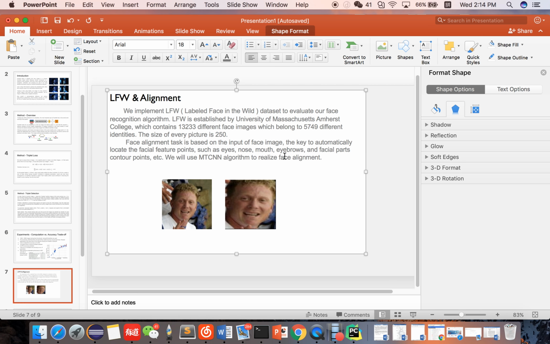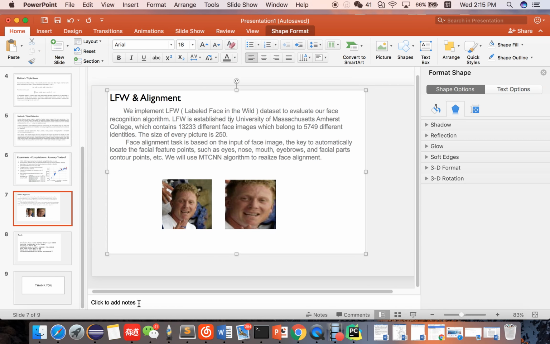After we get the face data, we need to do alignment. The alignment means that we extract the main features from the picture. For example, in this part, we extract the main features from the left image to get the right image, and by processing the right image, we can get better performance in the end. We use the MTCNN alignment algorithm to realize face alignment.